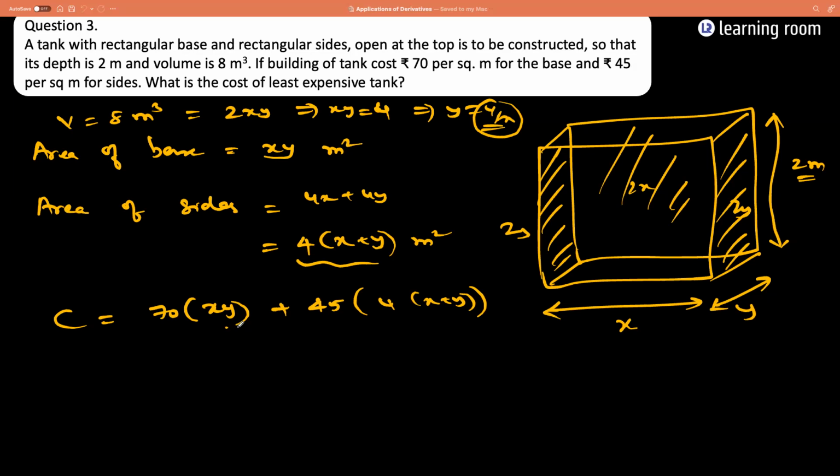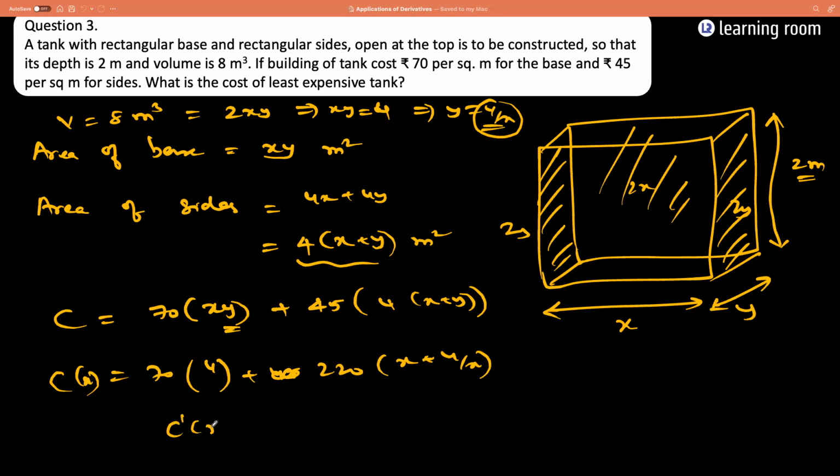So can I take this 4 by x and substitute it here? So cost will be 70 into 4 plus 45 into 4, which is how much? 220. So 220 into x plus 4 by x. This cost has become a function of one variable. Now calculate c dash and equate it to 0 and find the value of x. That will give you the answer. Is there any step that is not clear? Please get it clarified.